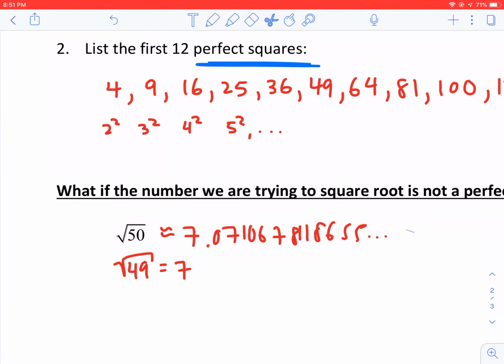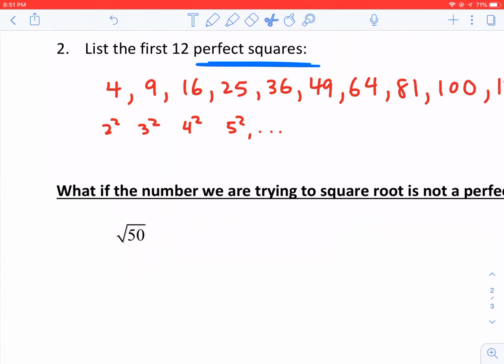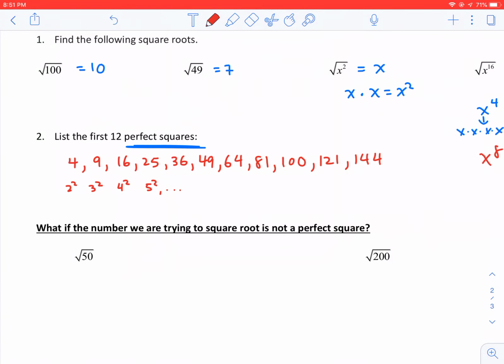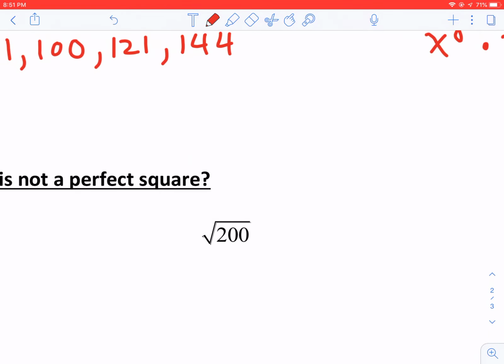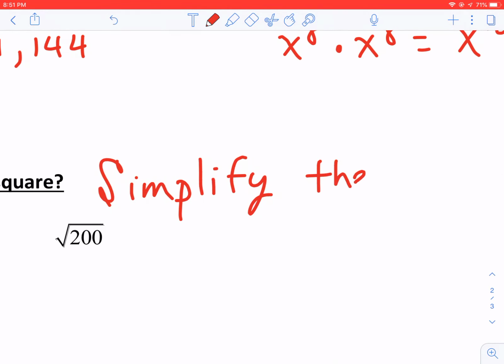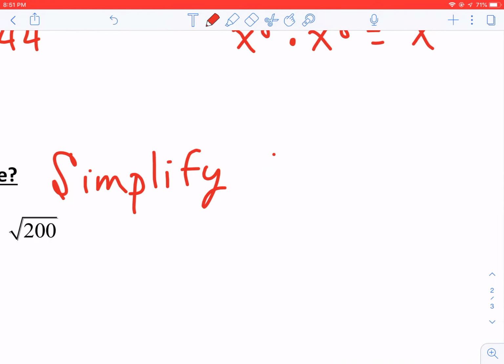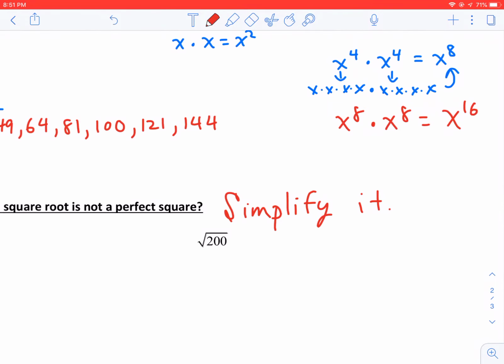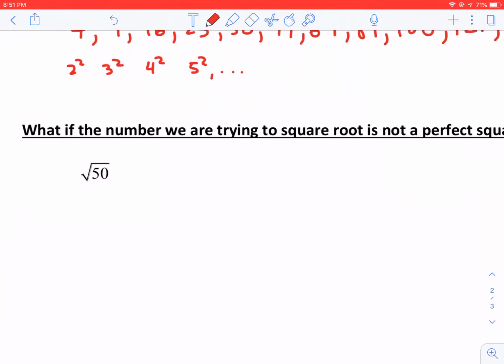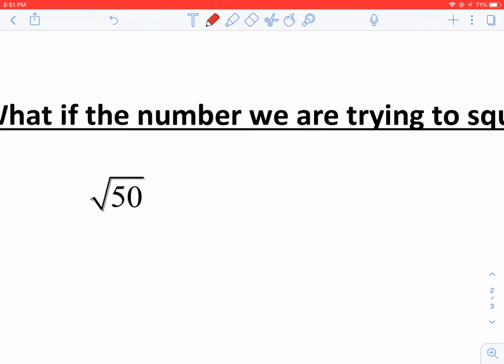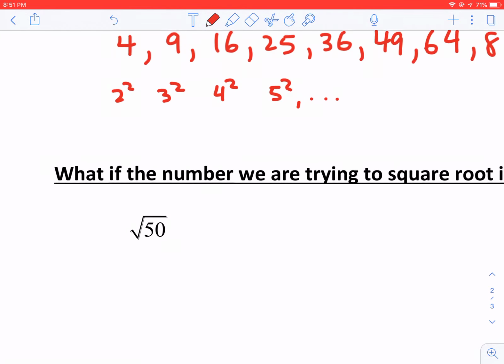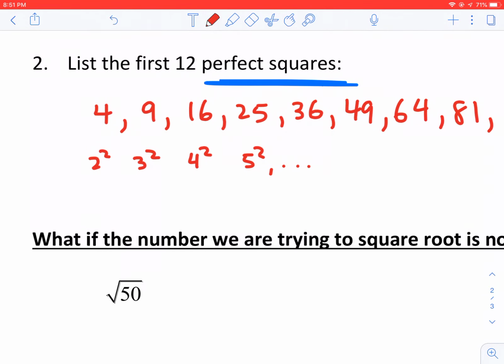All right, but I don't care about that answer. What we're learning today is how to simplify it. So if it's not a perfect square, we're going to simplify the square root. I'll just write simplify it. All right, so the way we're going to simplify it is we're going to look for a perfect square that does divide into 50. So if you look at this list, 4 doesn't go into 50, 9 doesn't, 16 doesn't, 25 does.